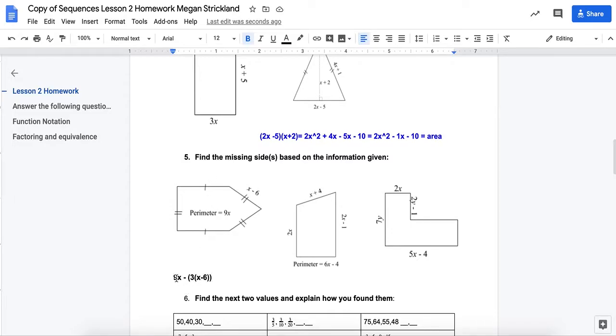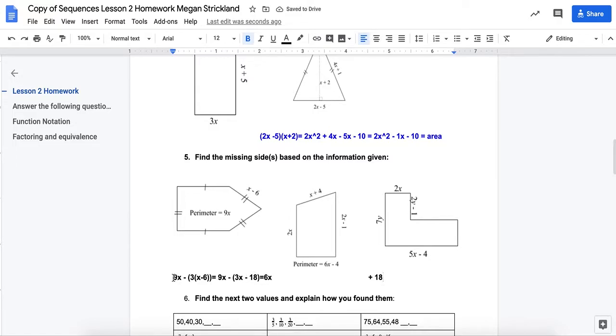So before I do 9x minus this value, I want to distribute the 3 in. So that's going to give me 9x minus, and then 3 times x is 3x. And then 3 times negative 6 is negative 18. Okay? And then when I'm doing this, I distribute the negative in, right? So 9x minus 3x is 6x. And remember, 2 negatives equal a positive, so we'll have plus 18.